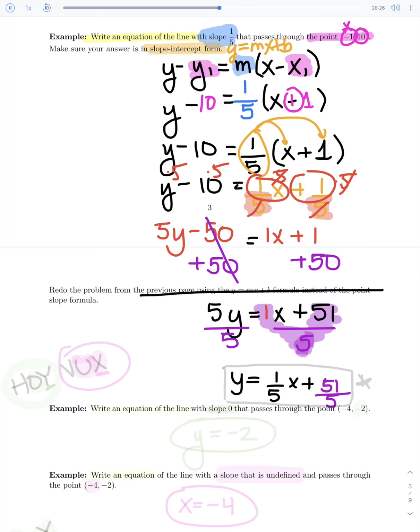And it is in slope-intercept form, because the y is by itself and everything else is on the other side, and there are no parentheses around. So we're done. That's the equation of our line in slope-intercept form.